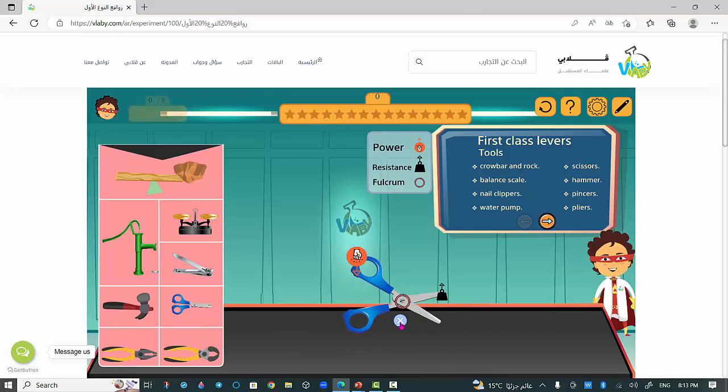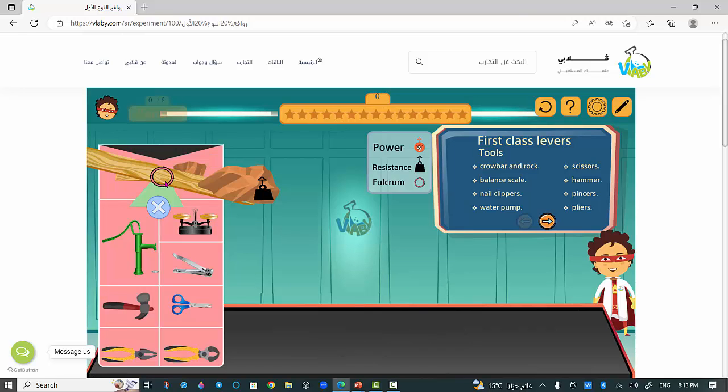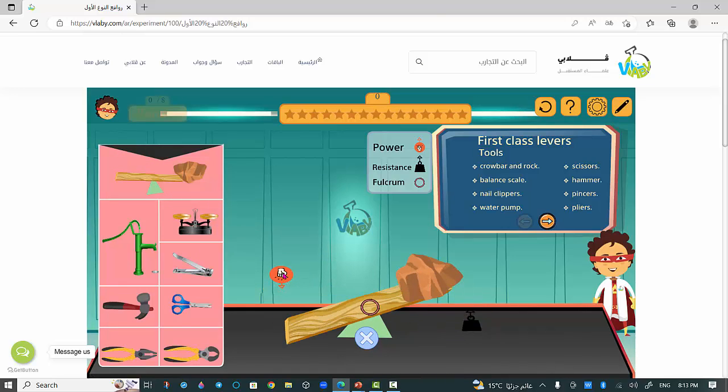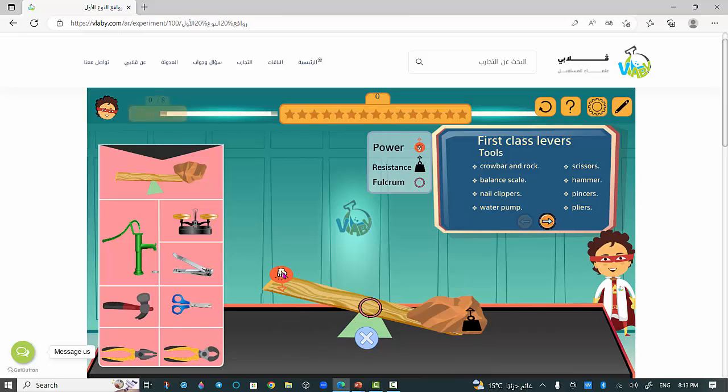Okay, let's see another example. Here, if I want to remove this rock, I have to push here. I have to push here. So here's called what?